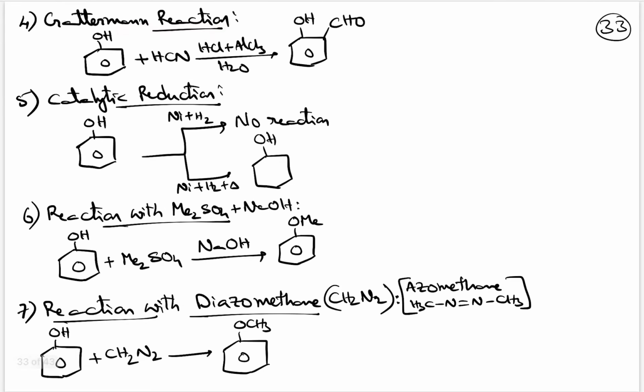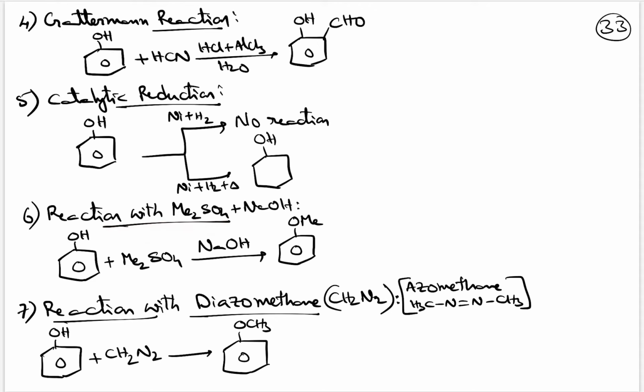Then Gattermann reaction. This I have given you in the preparation methods in chemical reactions of benzene itself in part 1 of aromatic compounds. So when phenol is treated with HCN, HCl and AlCl3 followed by protonation, we will be getting salicylaldehyde plus a para isomer. On catalytic reduction, phenol will not undergo any catalytic reduction at room temperature, but at a higher temperature like 100 or above that, the benzene pi bonds also will be reduced and you will be getting cyclohexanol.